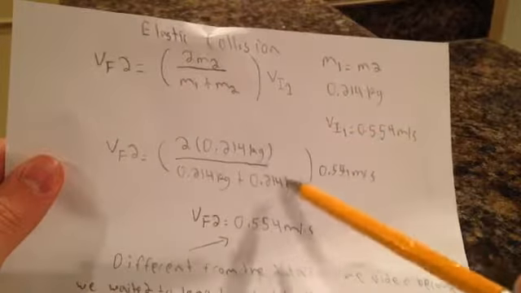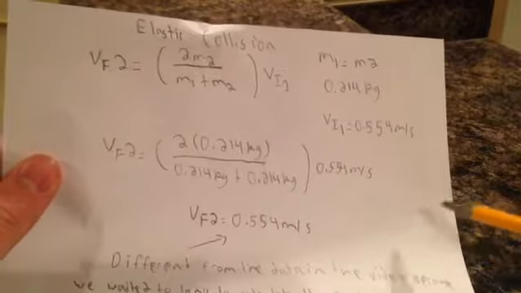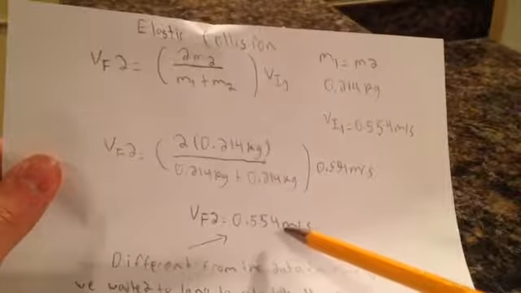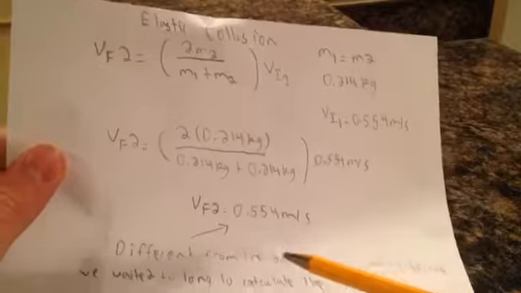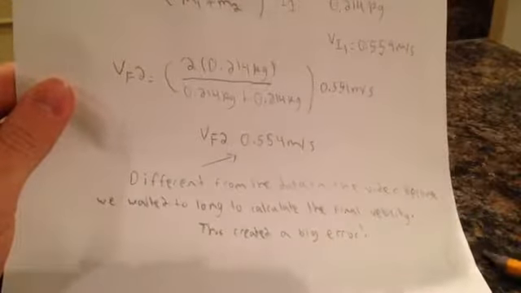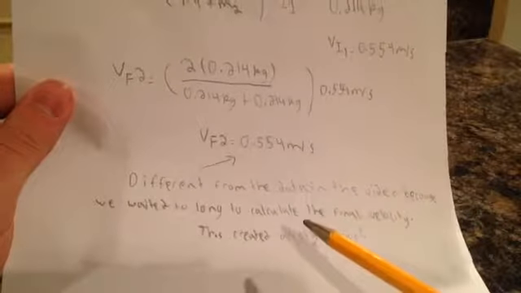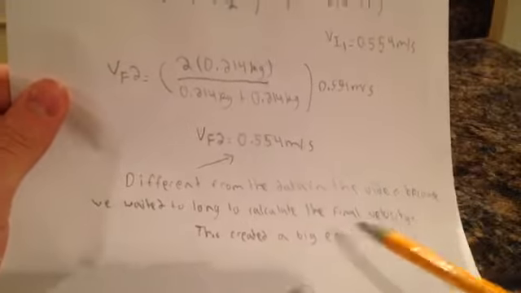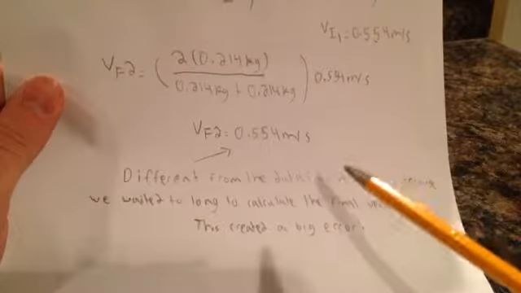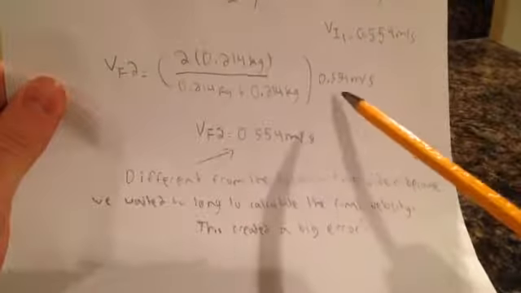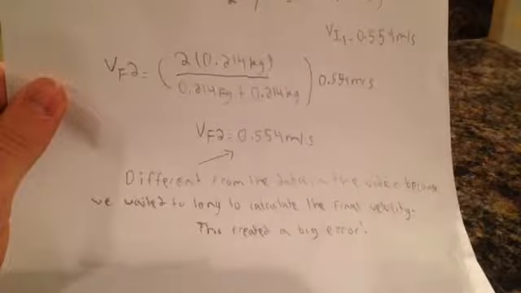When we plug this all into the equation, we got the final velocity of the second object to be 0.554 meters per second. This is different from the data in the video because we waited too long to calculate the final velocity. This created a huge error. The velocities were the same because the masses were the same.